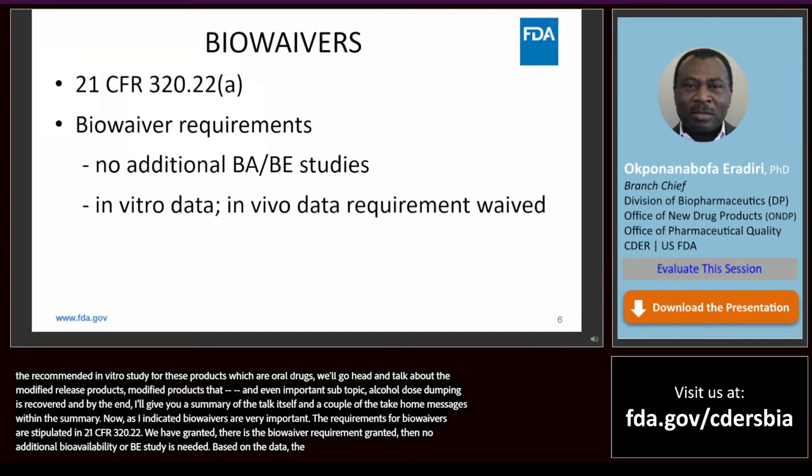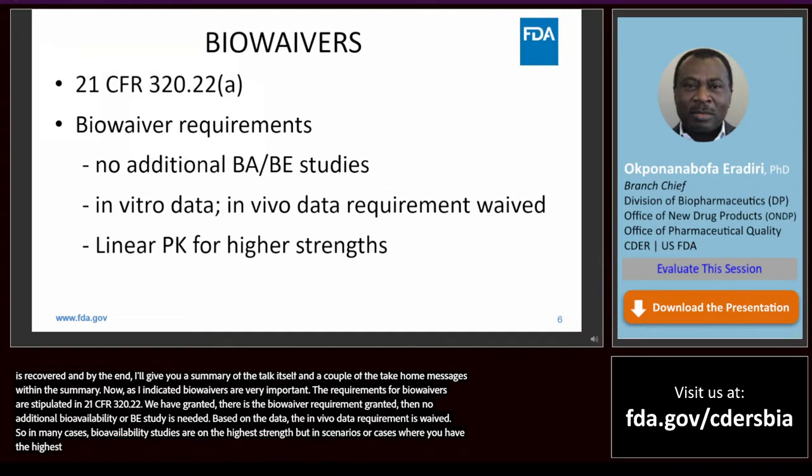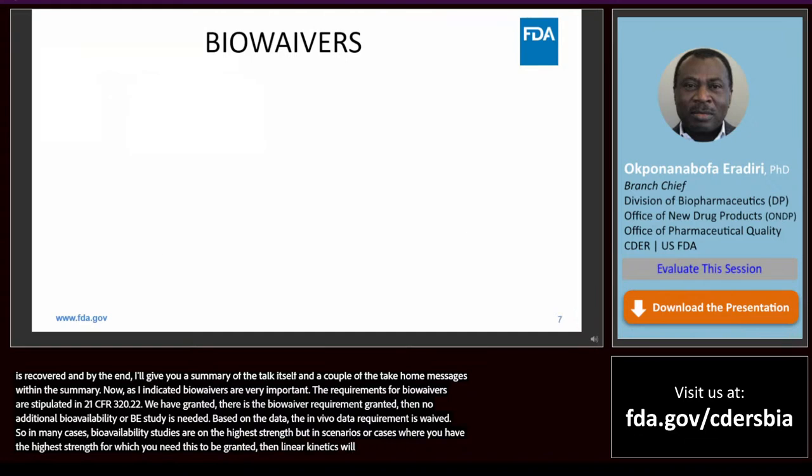In vivo data requirements are usually waived. Also, this waiving of biostudies is usually for lower strengths, because in many cases bioavailability studies are done on the higher strength. But in cases where you have the higher strength for which you need a biowaiver to be granted, then linear pharmacokinetics will usually be required.